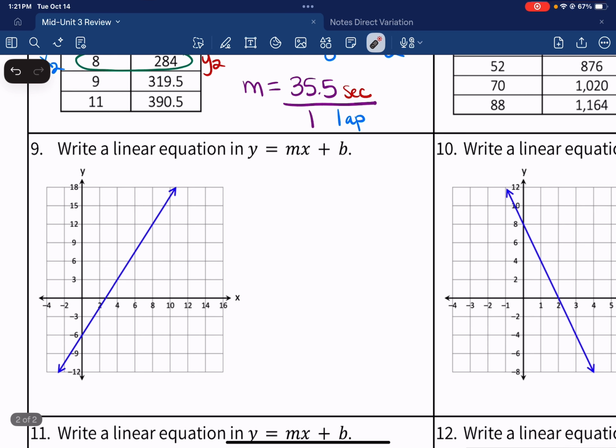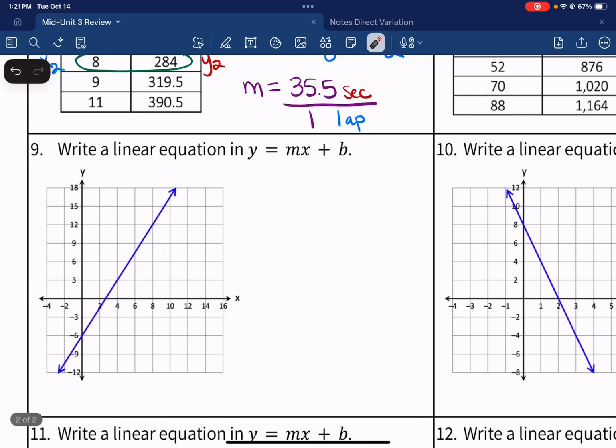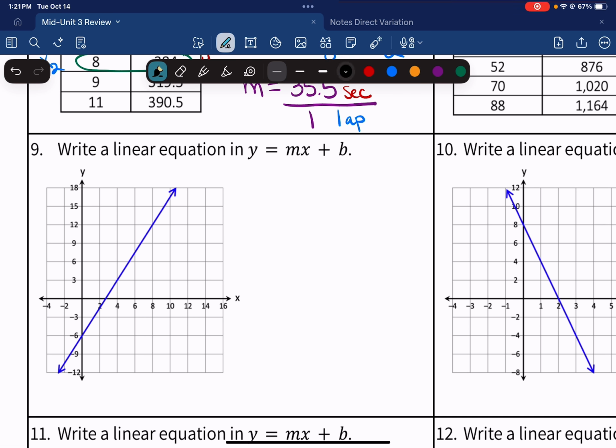All right, let's look at this one. Write a linear equation, y equals mx plus b. It's just important to remember that the m value is always your slope. It's always attached to the x. And your b value is your y-intercept. So knowing that, it's pretty easy to solve this problem. If you look right here, I can see that my graph crosses my y-axis at -6.